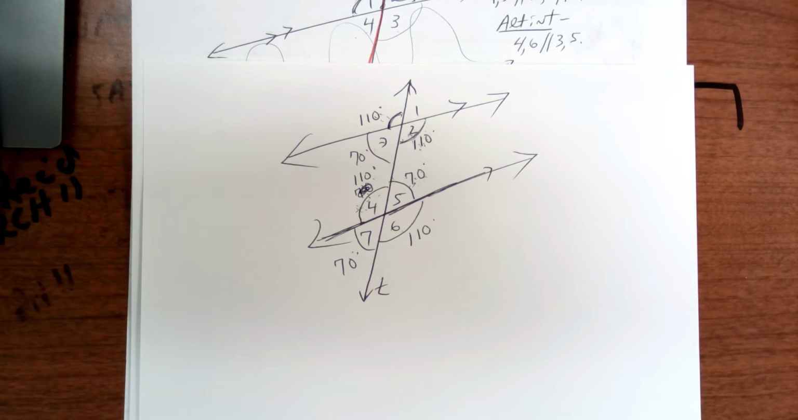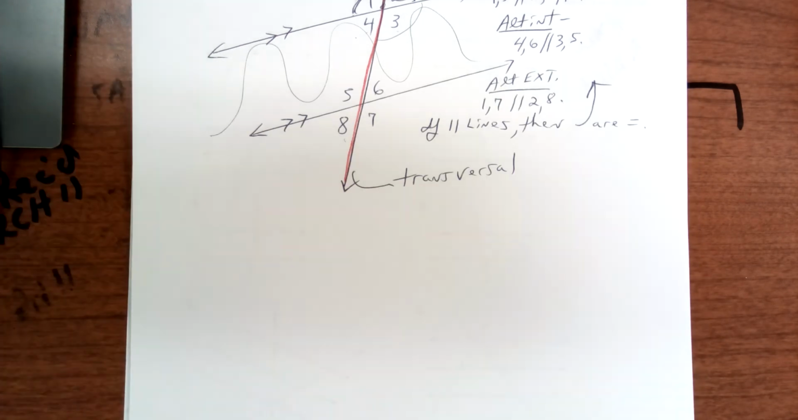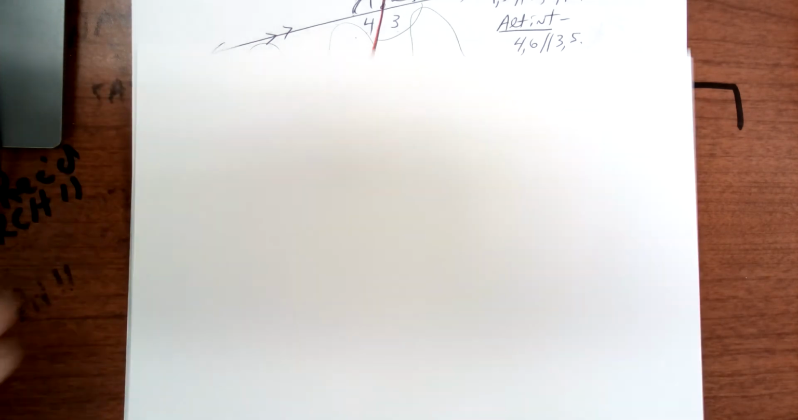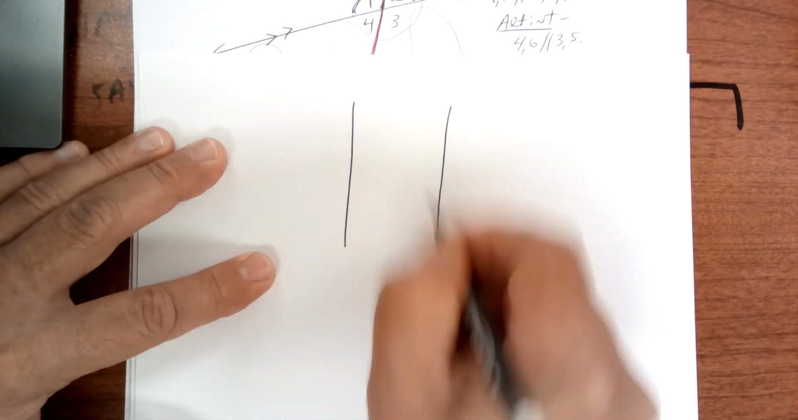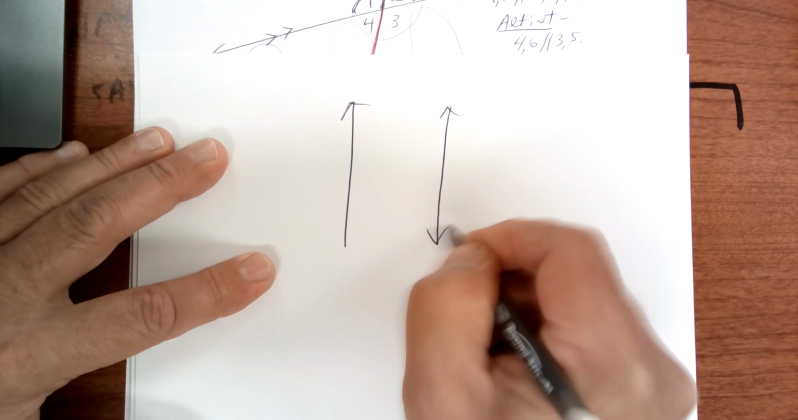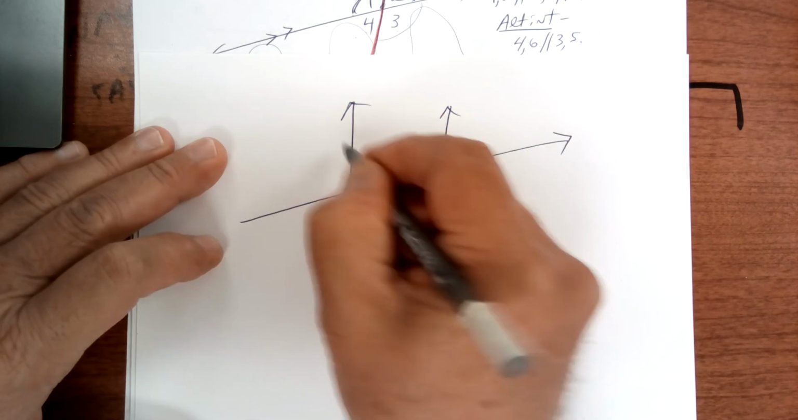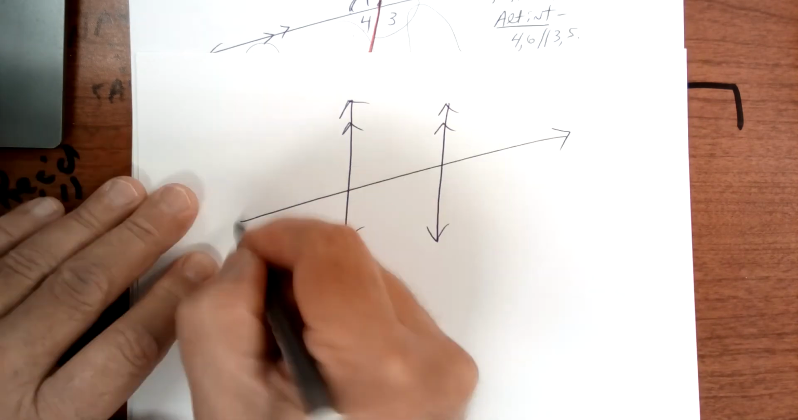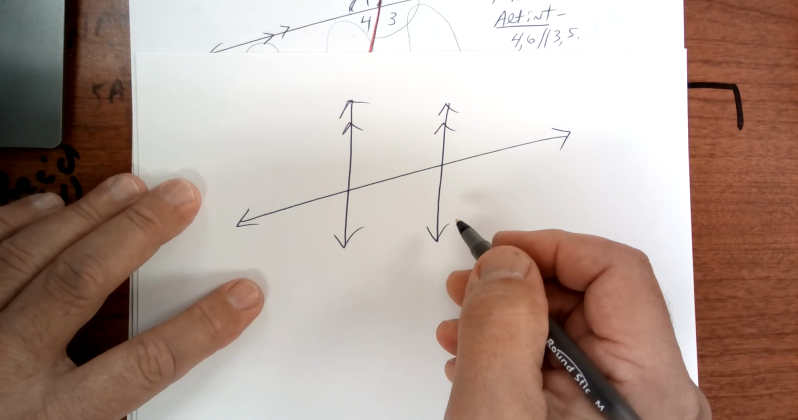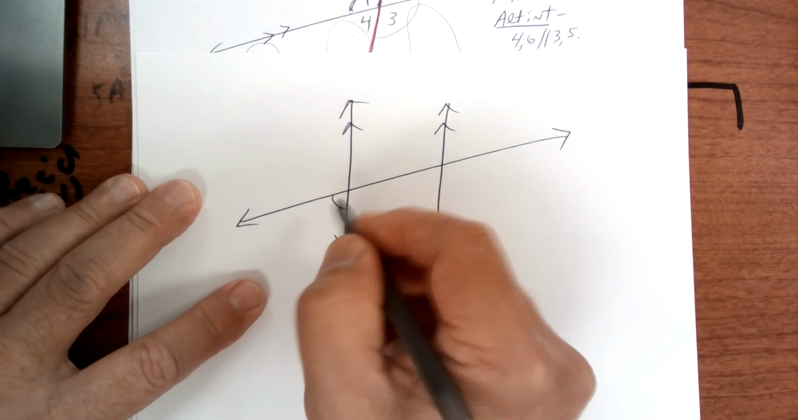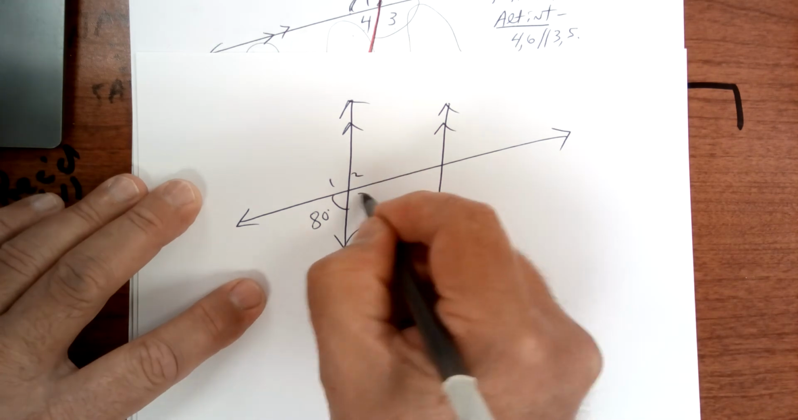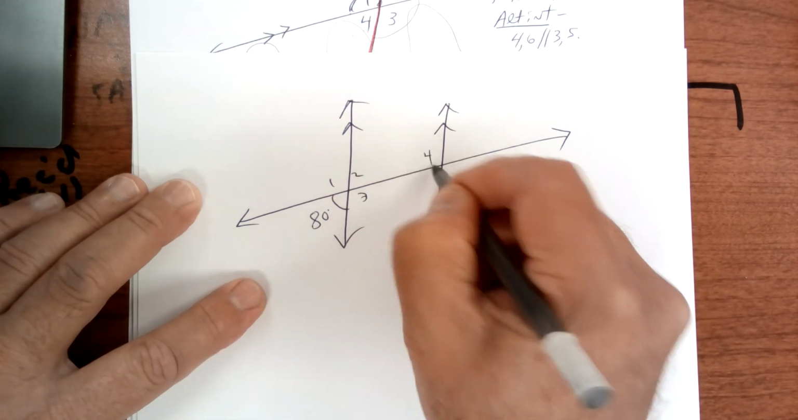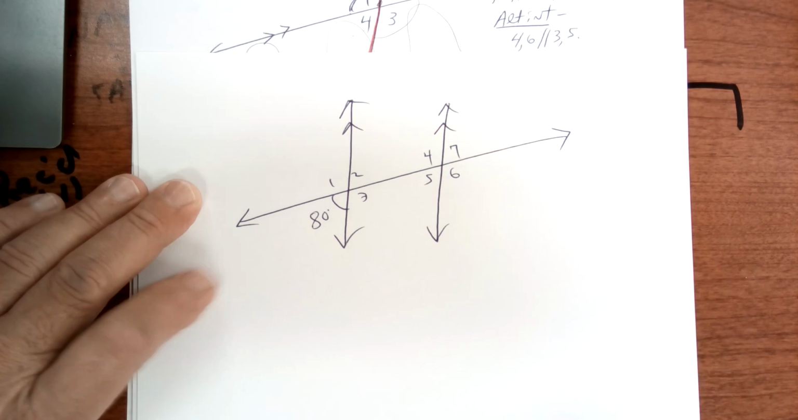Okay, now it's your turn. Then I'm going to give you your worksheet. So I want you to draw this diagram, make these lines parallel. So put double arrows, and then make your transversal, and then make this one right here 80 degrees. And I want you to find all the missing angles. So copy that down and find all the missing ones.